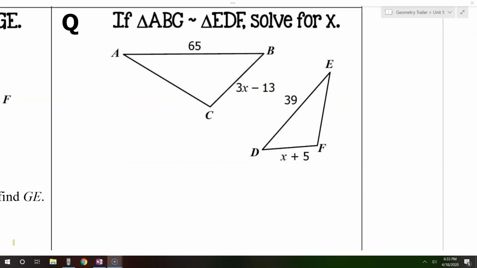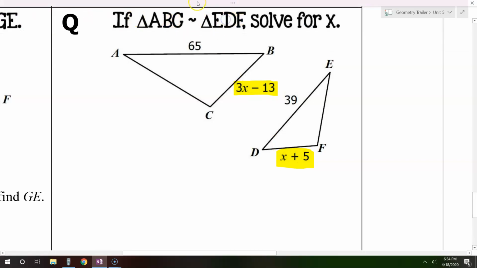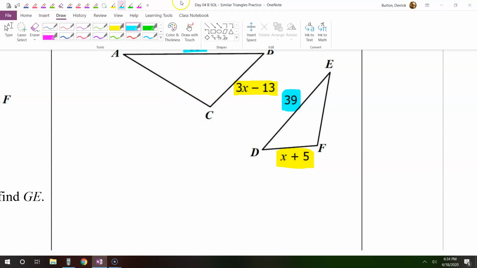All right, last problem, you guys. Let's start by matching up corresponding sides. So DF is right there. That corresponds with BC, which is right here. So these are corresponding sides. So probably the 65 and the 39 are corresponding sides. But let's not assume things. This 39, that's DE. All right, here's DE right here. That's going to correspond with AB, and that is, in fact, 65.